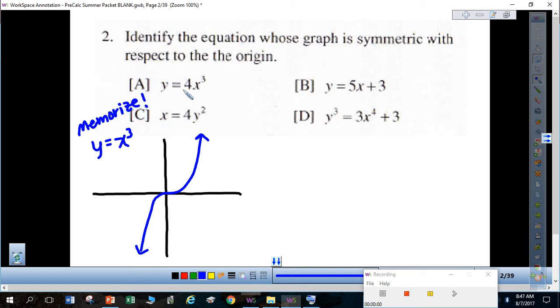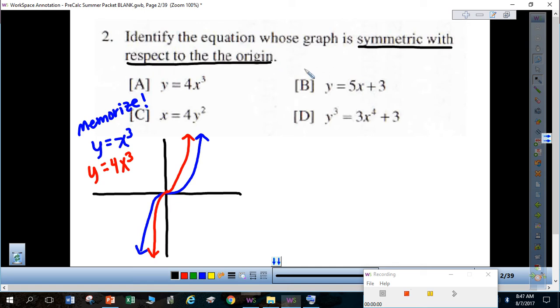If we put a number in front like the 4, that's going to vertically stretch it. So it's going to be the same overall shape, but it's going to be a little bit skinnier, maybe just a little bit closer to the y-axis. So this line here in red could be representative of 4x to the third. We're looking to see which graph is symmetric with respect to the origin.